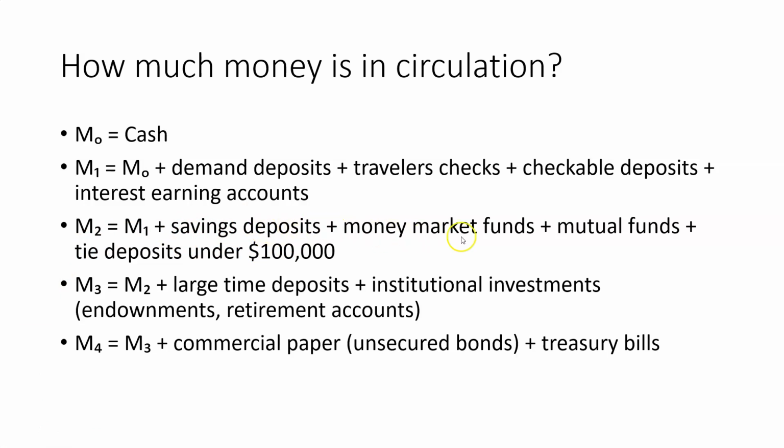And at the same time, there were other things called money market funds and mutual funds and time deposits. Oh, there's a typo. That should be time. Time deposits under $100,000. So as assets became more liquid, we had to have newer and newer definitions of money.